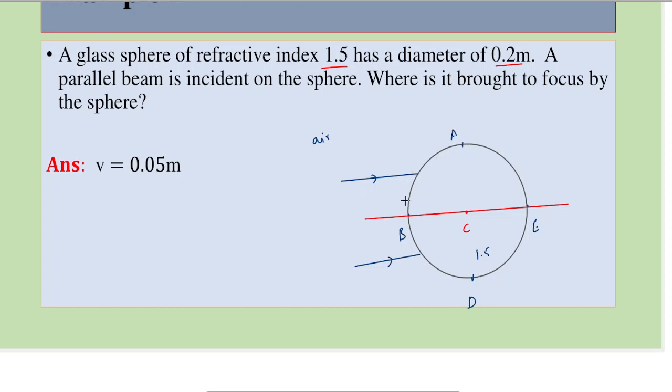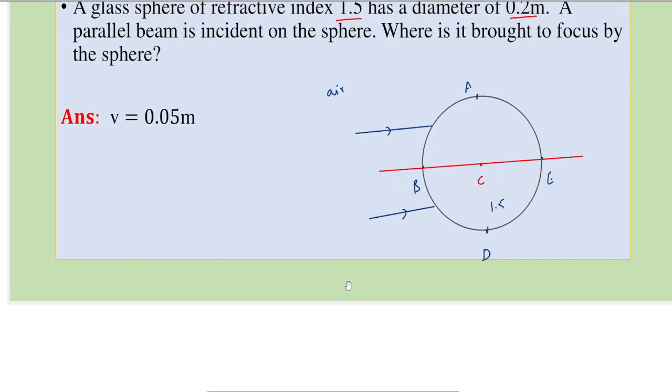The surface ABD acts like a convex surface, and even the part AED also acts like a convex surface. So you can imagine that this acts like two different spherical surfaces. One is ABD, the other is AED. Now first and foremost, we should find out what happens to the image at the first part.